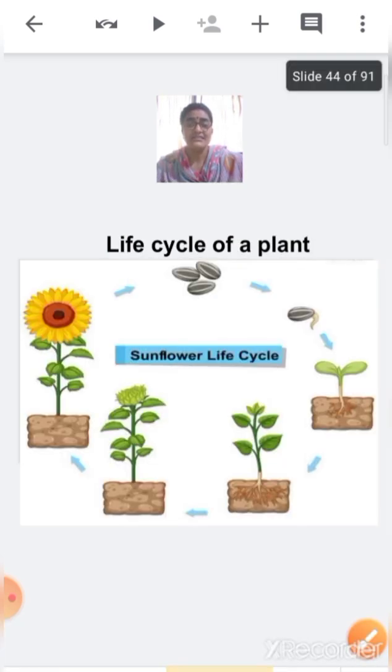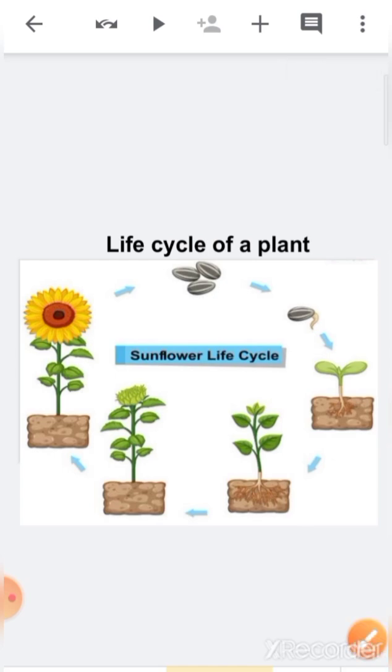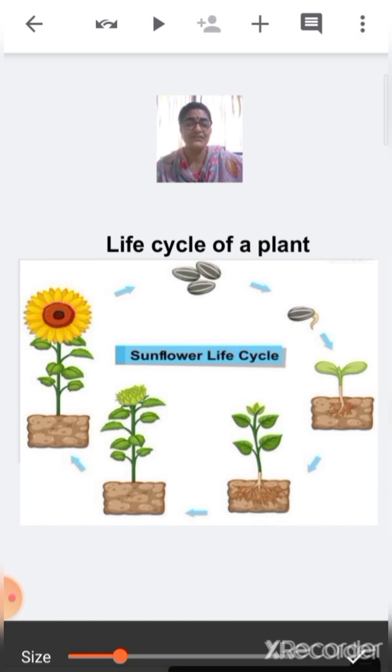Now, let's see the life cycle of a plant. This is the life cycle of a sunflower. Okay. Now, here you can see these are the seeds of the sunflower. Okay. When we sow these seeds in soil, what happened? The seeds start sprouting. Okay.